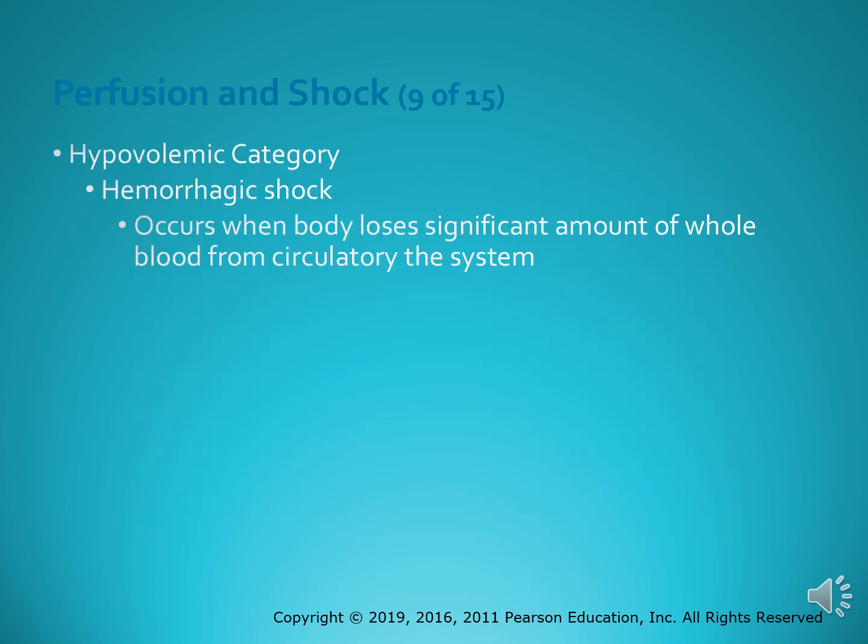We will also talk about hemorrhagic shock. Hemorrhagic shock is a form of hypovolemic shock. It occurs when the body loses a significant amount of whole blood from the circulatory system, which can be caused by uncontrolled internal or external bleeding. When the body loses significant amounts of blood, it can no longer maintain adequate blood pressure or carry oxygen to the vital organs. I know we already kind of talked about this, but it's always good to just recap.